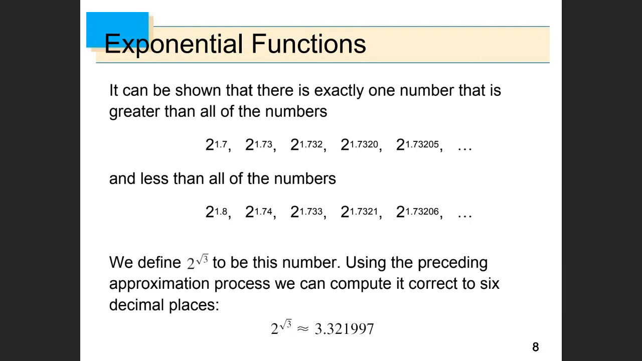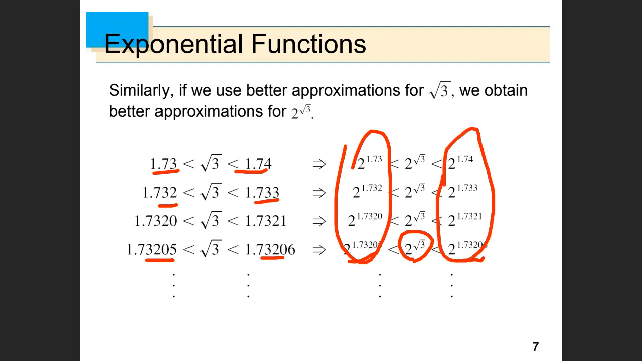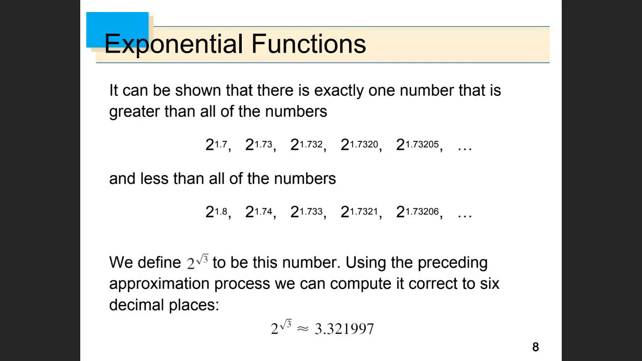Now it can be shown that there is exactly one number that is greater than all of these numbers. So if you're doubting where these numbers are coming from, it's from the previous slide, they're talking about all these numbers here. So it's greater than all of these numbers, and it's also less than all of these numbers. This is exactly one number, and we know what that number is. It's 2 to the power root 3. All right. So that's what they mention here.